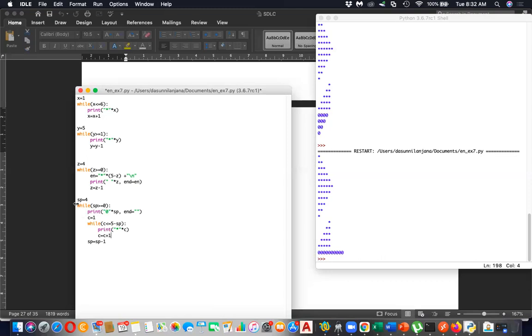Another loop. Inside this loop, there's another loop. The first loop says number of spaces. First time how many spaces? SP is equal 4. So 4 spaces. After 4 spaces, 5 minus 4 is 1, 1 asterisk. The second time SP will be 3, so 3 spaces. Here 5 minus 3 is 2, so 2 asterisks. Third time, 2 spaces. 5 minus 2 is 3, so 3 asterisks.